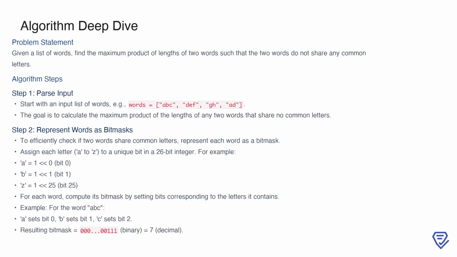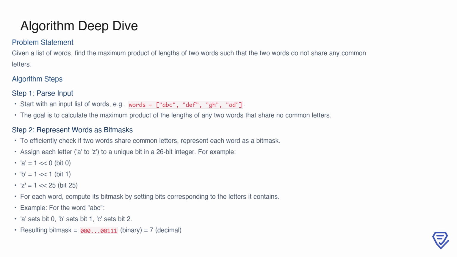To solve the problem, we are given a list of words, and our task is to find the maximum product of the lengths of two words that do not share any common letters. The first step is to parse the input, which is simply a list of words like abc, def, gh, add. The goal is to identify pairs of words that meet the condition of having no shared letters and compute the highest product of their lengths.